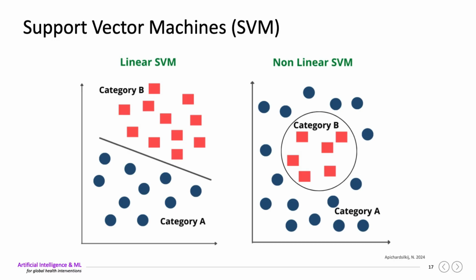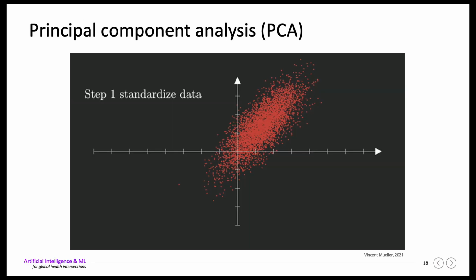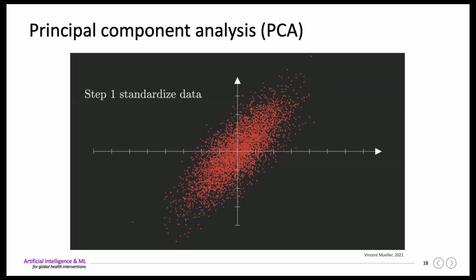By using kernel functions, SVMs can capture nonlinear boundaries. SVMs often perform well in high-dimensional spaces, though they can be computationally expensive with large datasets. Principal component analysis, or PCA, is also a cornerstone of baseline unsupervised learning. It reduces dimensionality by projecting data onto directions of maximum variance.